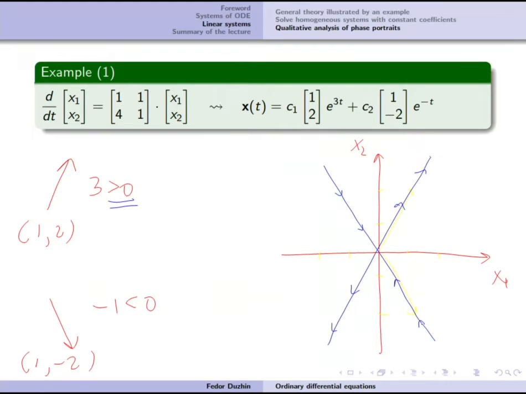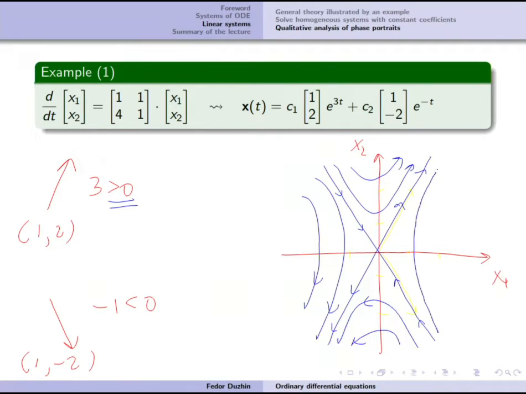What are other solutions? Now you just need to kind of feel it. There should be something like this, right? Something like this, so it is consistent. Something like this. And something like this. So that's the sketch of the face portrait.